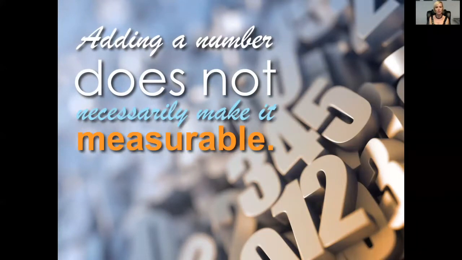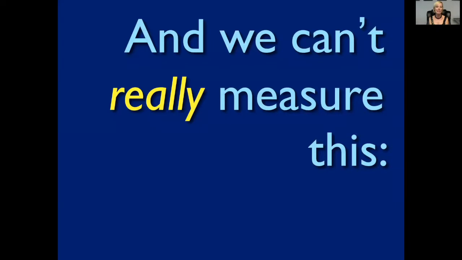One thing that we know from decades of research on IEPs and goals and IFSP goals is that adding a number doesn't necessarily make a goal measurable. And we commonly see goals that something will happen with 80% accuracy on 3 out of 4 trials. And that sounds measurable, but many times it's smoke and mirrors. It's not really measurable. We can't really measure this goal.